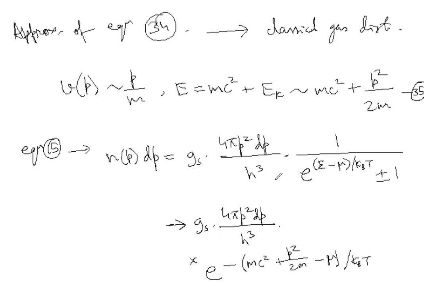Okay, see here, I have just put this term here, and put the E term there, I have not done anything else. Okay, now what I am doing next, I am just writing this as a into p square dp into e to the power minus p square by twice m kBT. Okay, now this is equation 36.